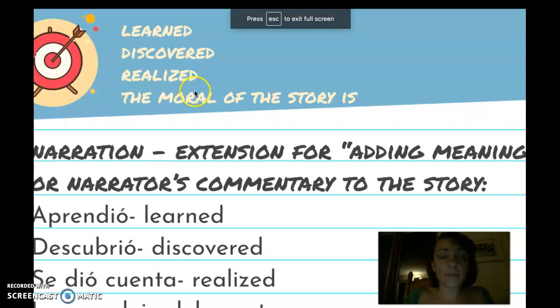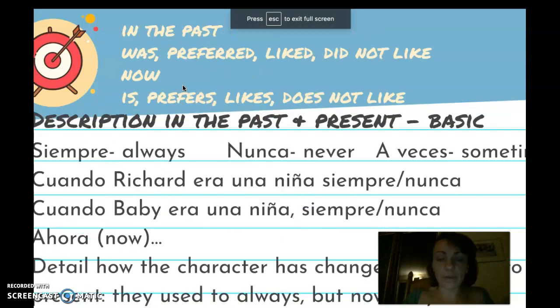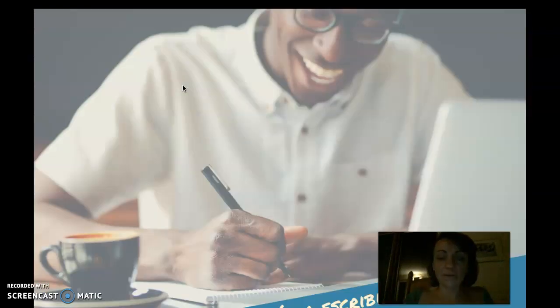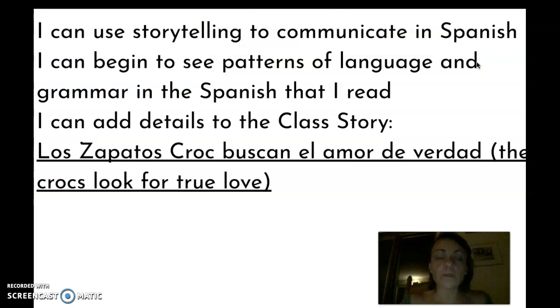We're going to use our story, Richard E. Baby, to extend our writing skills, to practice different tenses in Spanish. So here we go.